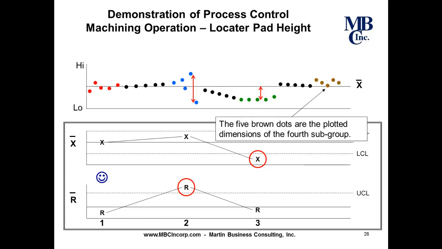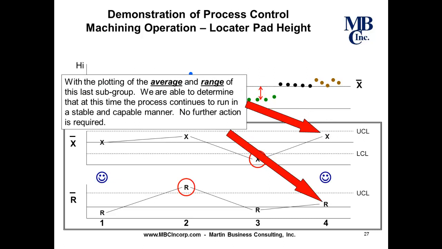The 5 brown dots are the plotted dimensions of the fourth subgroup, again measuring the locator pad height. With the plotting of the average and range of the last subgroup, we're able to determine that at this time the process continues to run in a stable and capable manner, as both are within the control limits. No further action is required at this time.